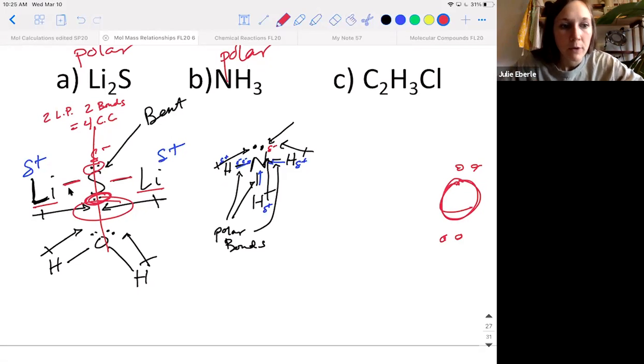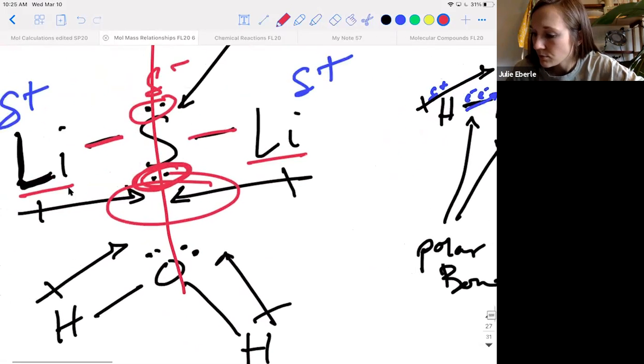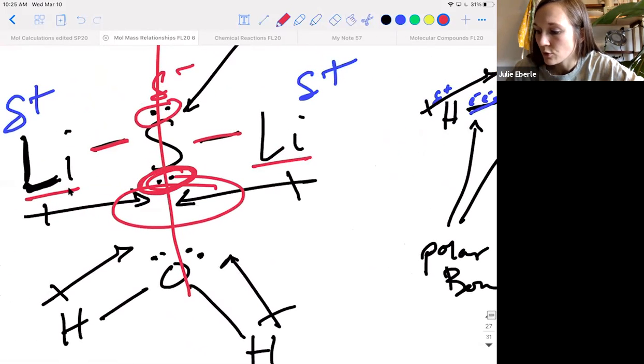Okay. Whitney said, I'm sorry, do the arrows point towards the sulfur? Yeah, these arrows, if you're asking about this lithium sulfide molecule, those arrows do point towards the sulfur.